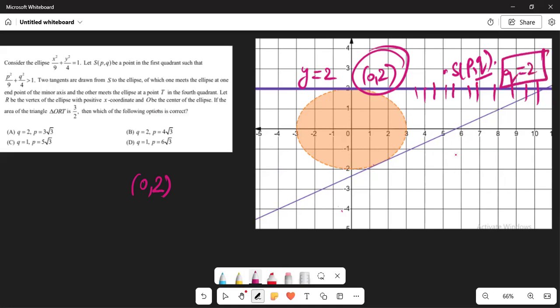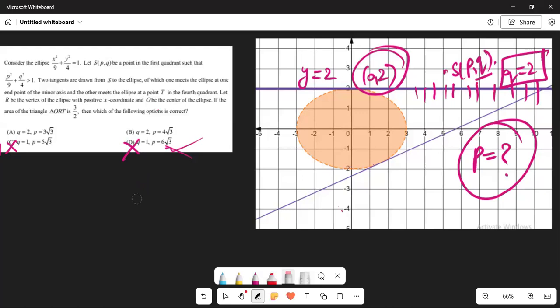We have found that out. Now we have to find out P. What is P? P is a question mark right now, because we don't know what P is. Now we have Q = 2, so it is clear that options C and D are out of question, because in both those cases we have Q = 1, which is not the case.